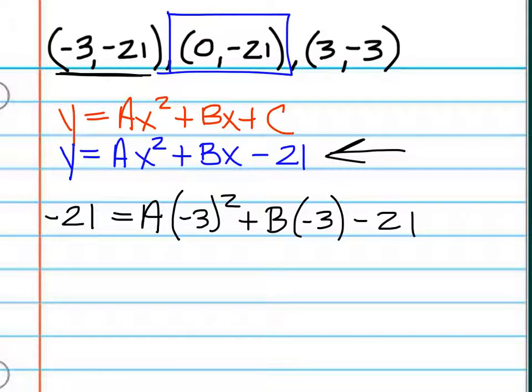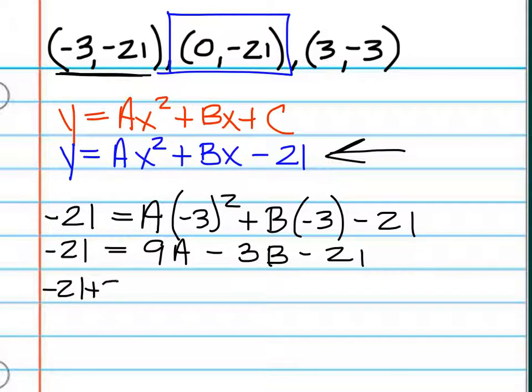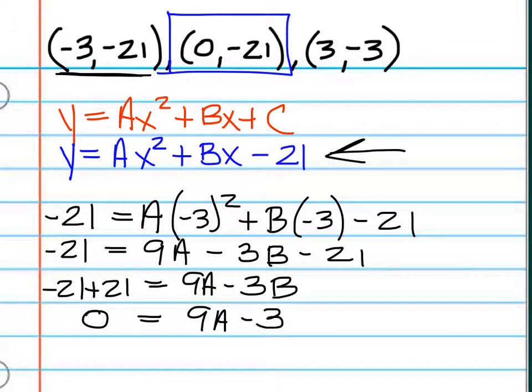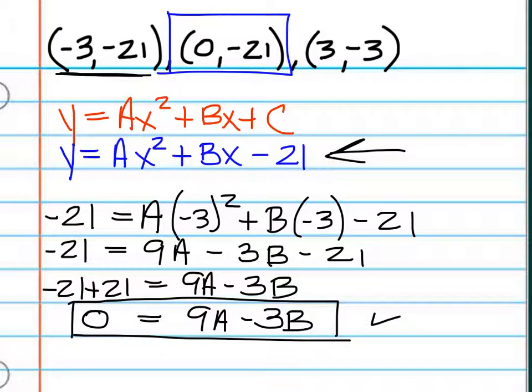From here it is a matter of simplifying. Negative 21 equals 9a minus 3b minus 21. Remember that negative 3, the quantity squared of negative 3, is not negative 9. From there, you can move the minus 21 from the right over to the left, and it becomes 0. This equation is the first piece in solving for a and b. You must hold it where it's at.